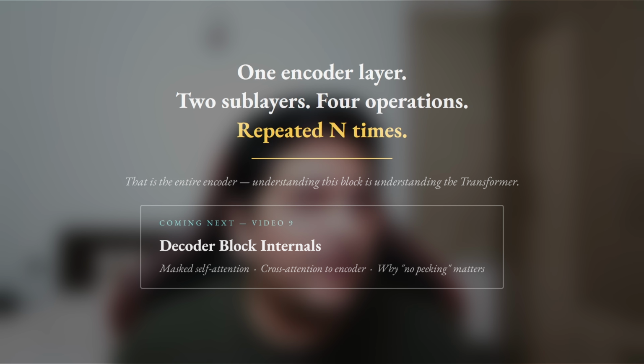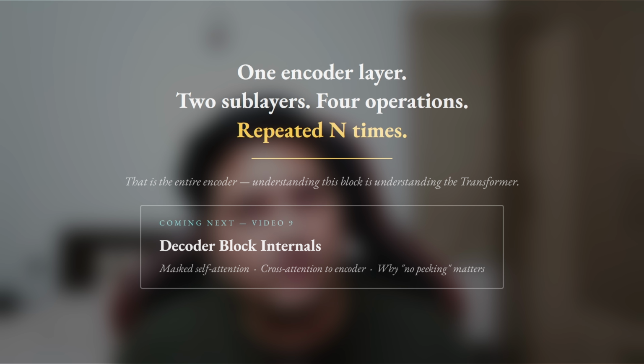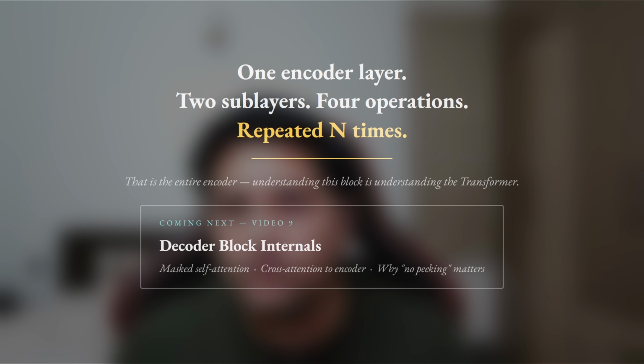In the next video, we move to the decoder block. The decoder shares the same 2 sublayers we studied here, but it adds a third, cross attention, where the decoder attends to the full encoder output while generating each output token. It also introduces masked self-attention, where tokens are forbidden from attending to any position that comes after them in the sequence. The mechanism that enforces the constraint that the model cannot see its own future output.